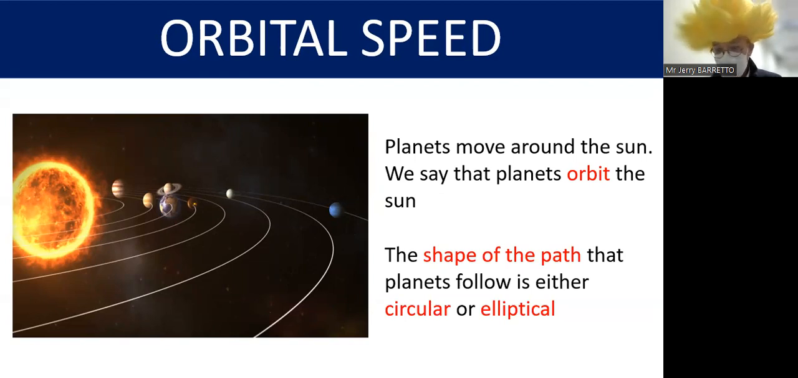Now, the shape of the path or trajectory that planets follow is either circular in shape or elliptic in shape. Okay, so for the most part, the orbits of planets around our sun in our solar system would be circular or elliptical. When I say circular, there's going to be a center to that, right? There's a center of a circle. The same way for a circular orbit, there's also a center. And what's located at the center of a circular orbit would be, of course, our own sun, right? Our star, the sun.